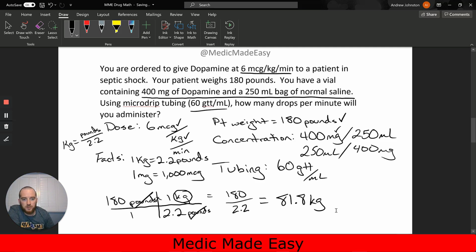That's just kind of relaying out what we just did. And so we've got a patient weight in kilograms now, which solves that issue for us, which is the fact that the dose is based off of that weight in kilograms. We're going to give 6 micrograms of the medication for each kilogram they weigh. So they weigh 81.8 kilograms. We're going to give 6 micrograms for each of those 81.8 kilograms. Okay. So that was step number 1, let's deal with that patient weight.